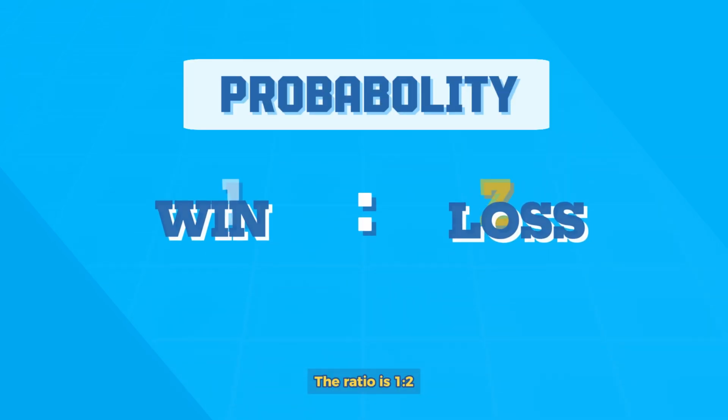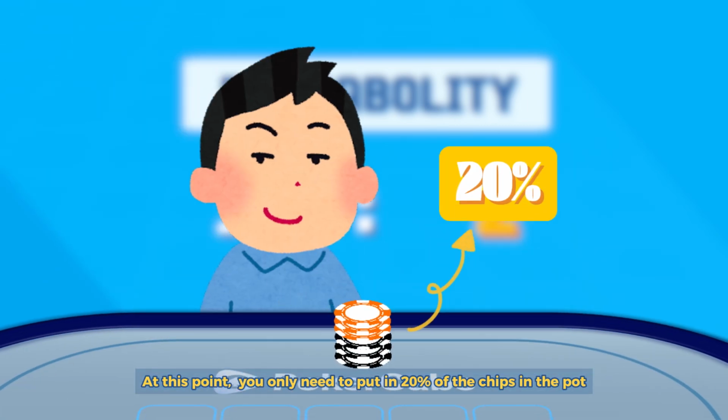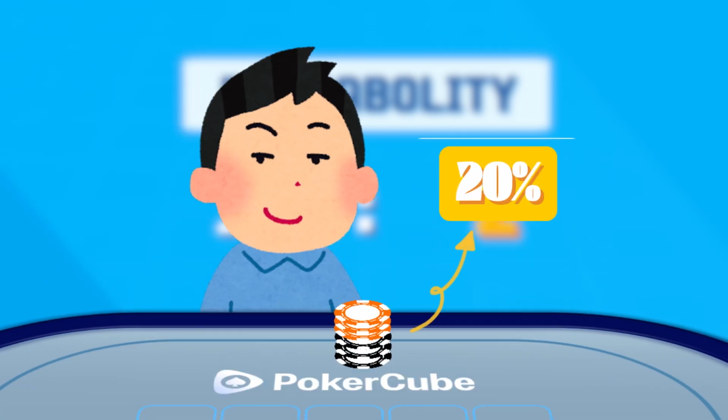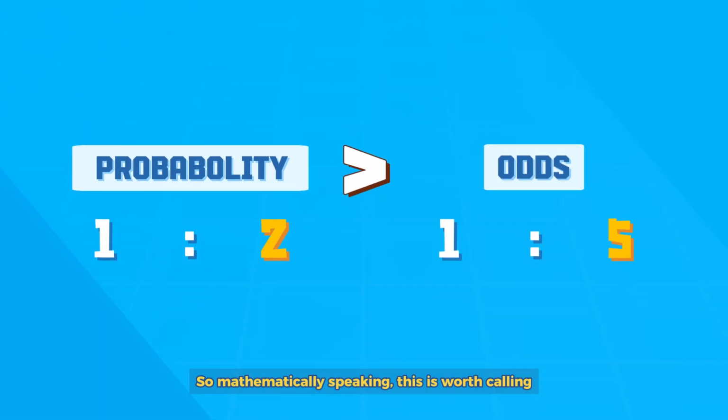The ratio is 1.2. At this point, you only need to put in 20% of the chips in the pot. You can continue the game. The odds are 1.5, so mathematically speaking, this is worth calling.